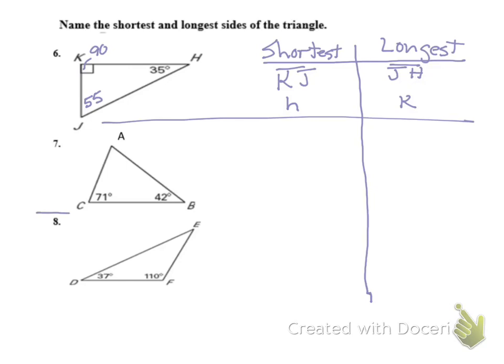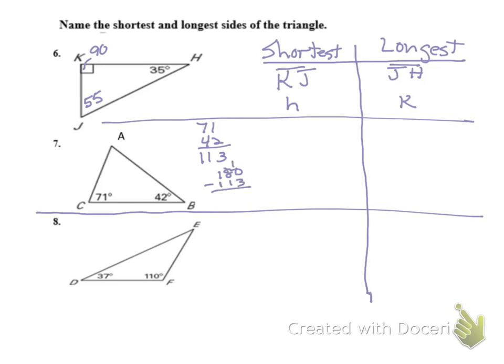Okay, so the next question is also missing an angle, so you want to do some math work first. 71 and 42 is going to be 113. I know I have 180 degrees in every triangle, so let's do a little subtraction, and we will see that I have 67 degrees in the remaining angle. Now I'm able to answer the question.